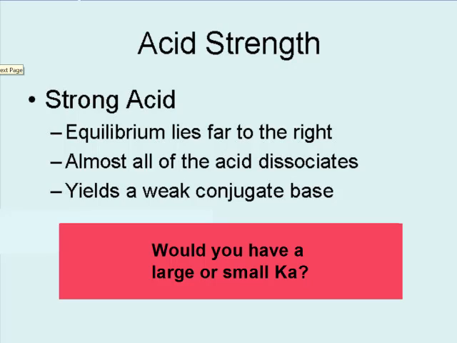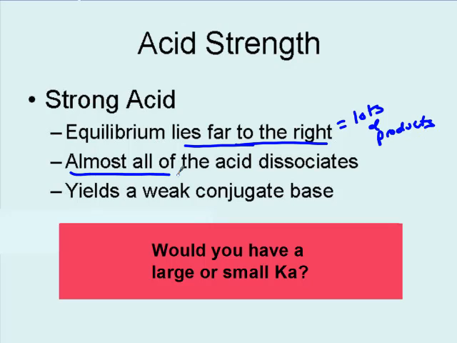So acid strength. Strong acids, equilibrium lies far to the right. Remember, far to the right means lots of products. Strong acids pretty much dissociate 100%. So they yield a very weak conjugate base, so weak that it's going to be neutral.